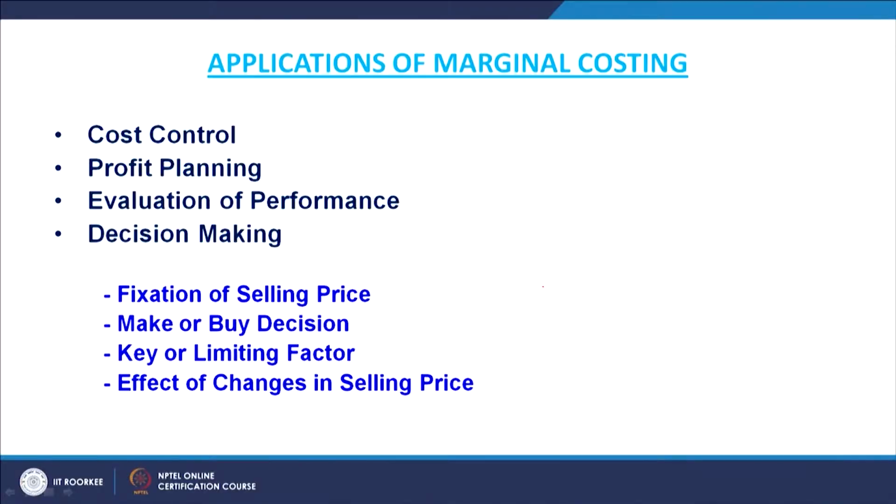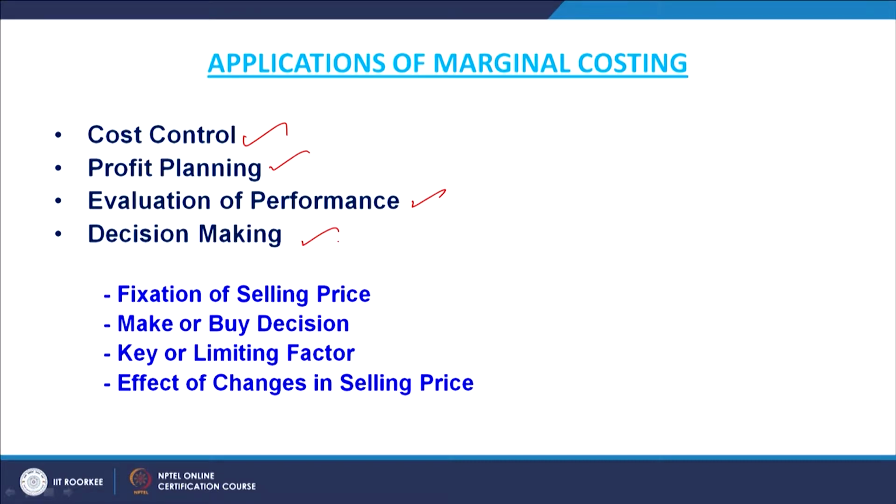Now we will talk about the next part, the applications of marginal costing: where it can be used, how it can be used, and what are the different areas of management decision making where marginal costing can be a useful tool. These are the four basic decision making areas. Cost control is the first one, right. The second one is profit planning, the third one is evaluation of performance, and the fourth one is decision making. Different types of decisions can be taken.